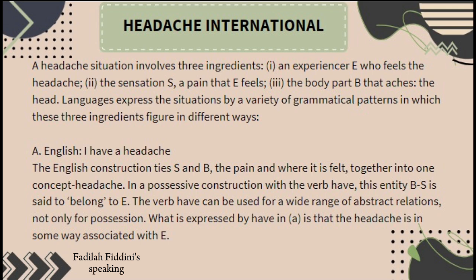Let's see. In English, we say, I have a headache. The English construction combines S and B, the pain and where it is felt, together into one concept, headache. In a possessive construction with the verb have, this entity, B plus S, is said to belong to E. The verb have can be used for a wide range of abstract relations, not only for possession. What is expressed by have in this case is that the headache is in some way associated with E.